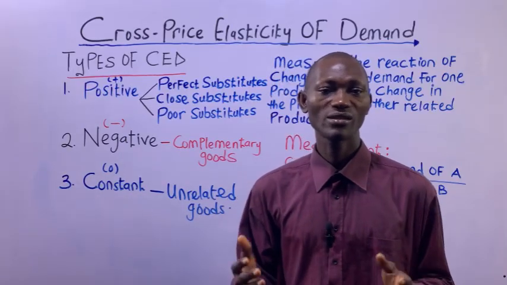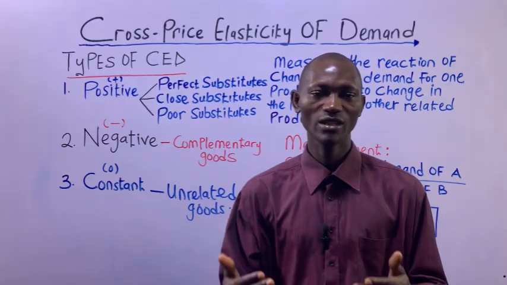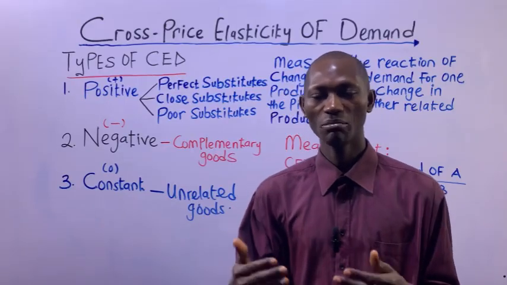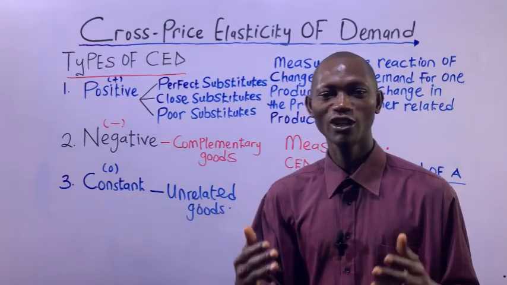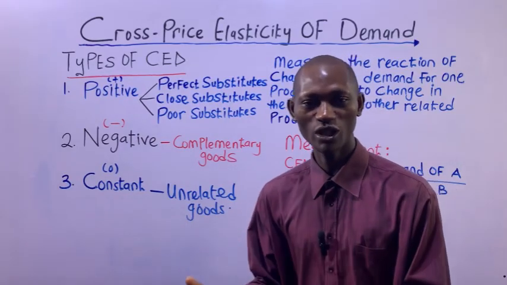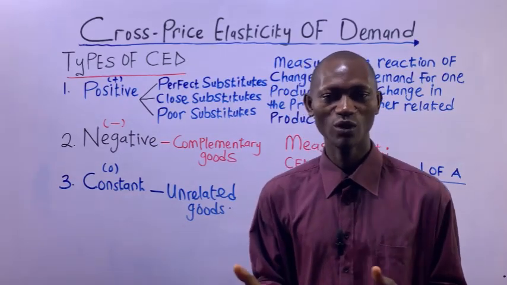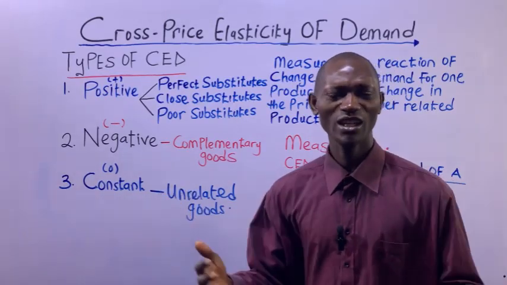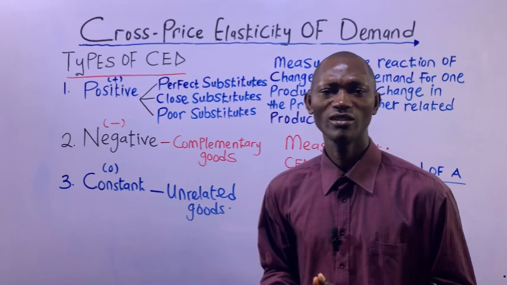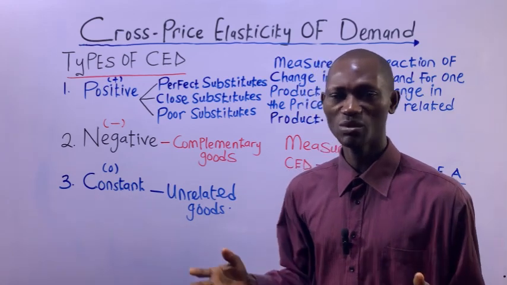A good example is tea and coffee, iPhone and Samsung, Coke and Pepsi, and all that. Oxford and Harvard, Unilag and OAU. That's Obafemi Awolowo University. And the list is endless, right? So you could also think of examples you could cite with respect to substitute goods.